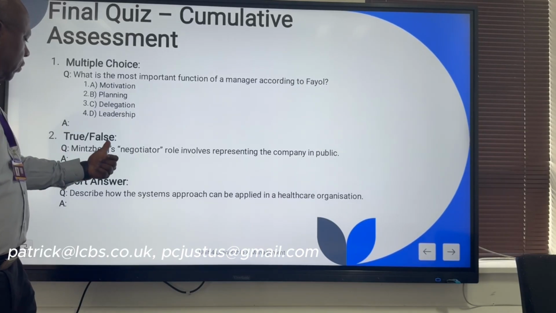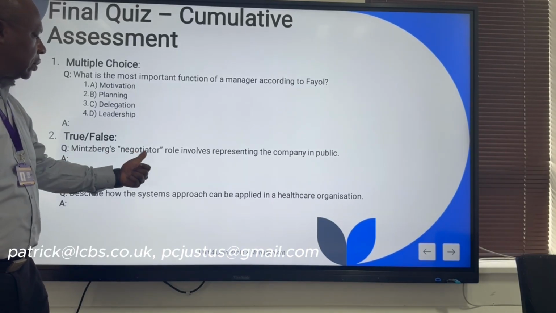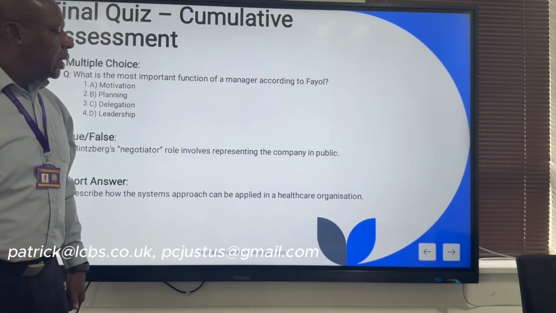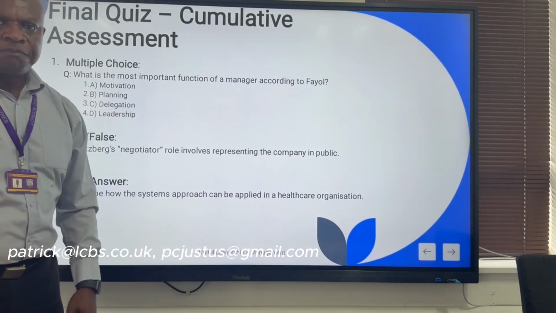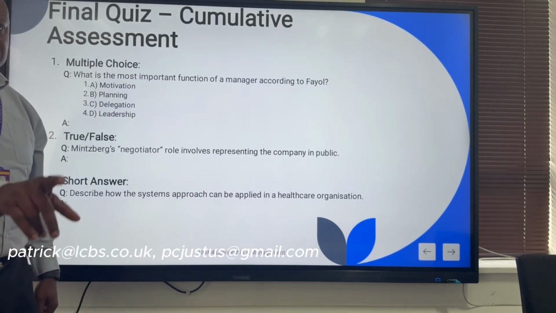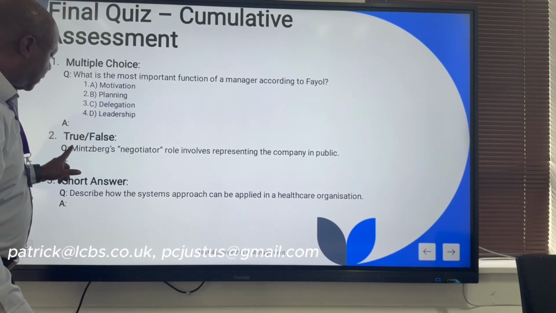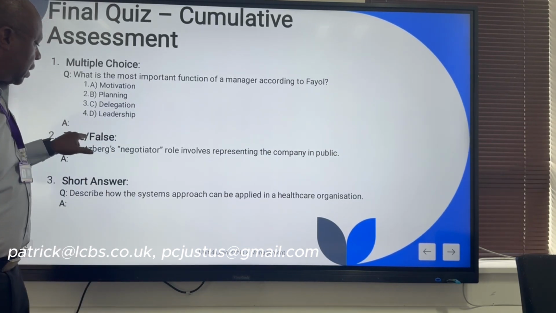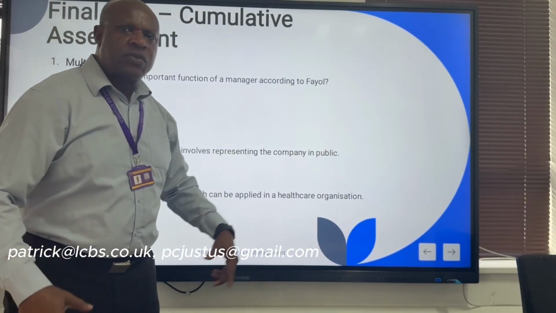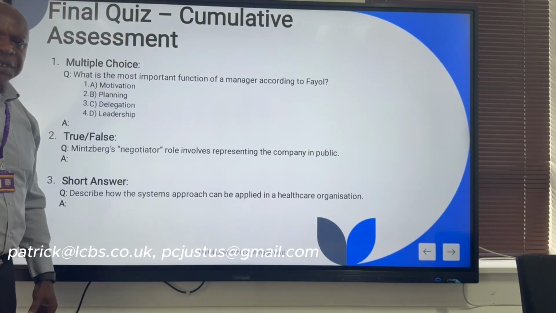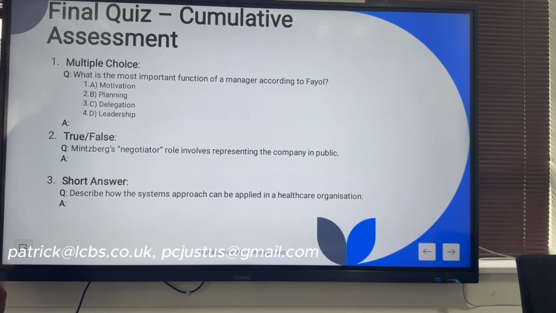What about true or false? Mintzberg negotiator role involves representing the company in public. True or false? False. That's correct. False. Because representing the company in public is when you are a leader or a figurehead, like the CEO. But negotiator, it's not in public, it's something that you do, maybe internally.